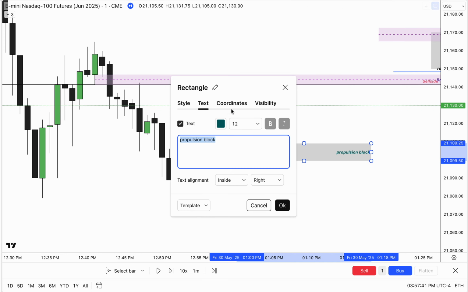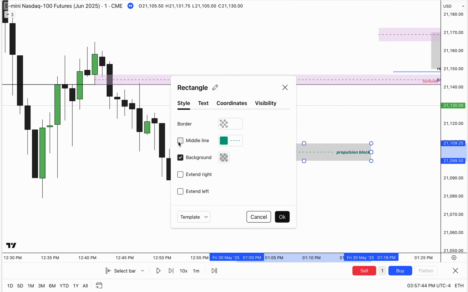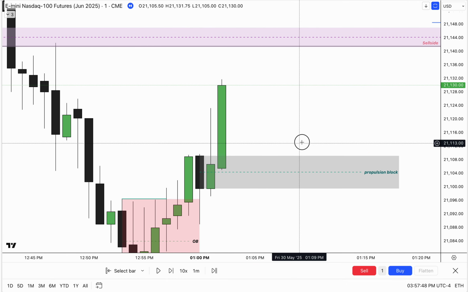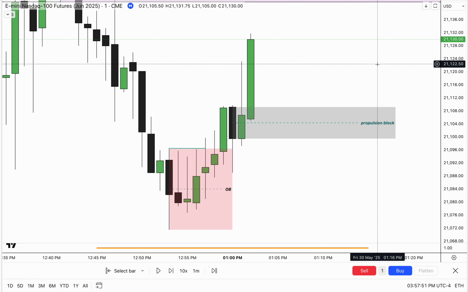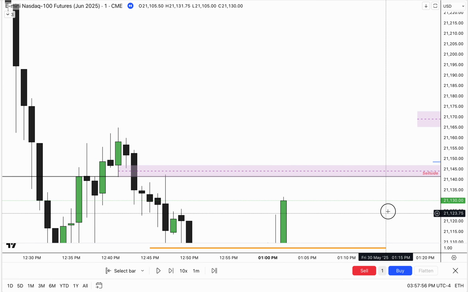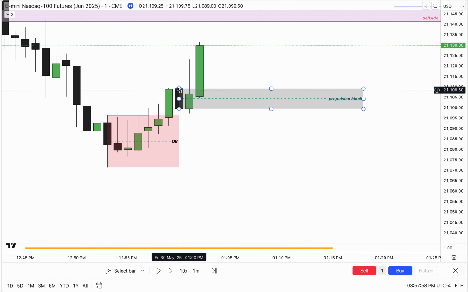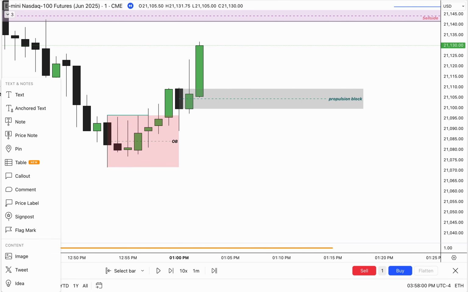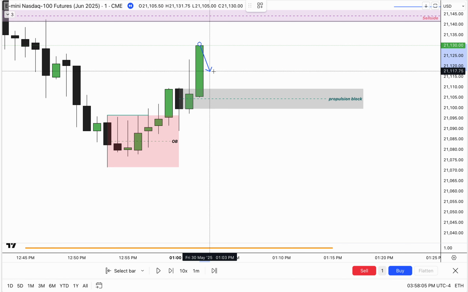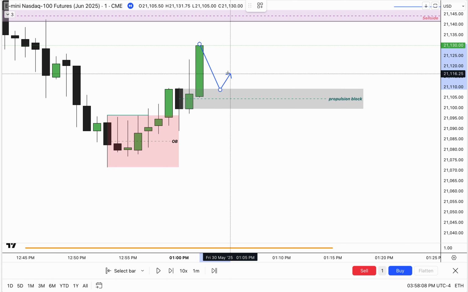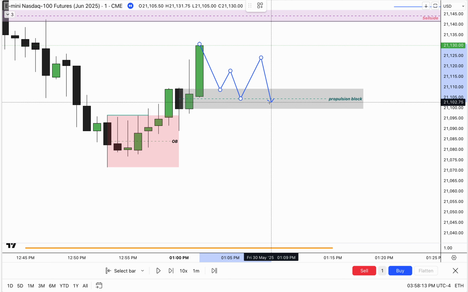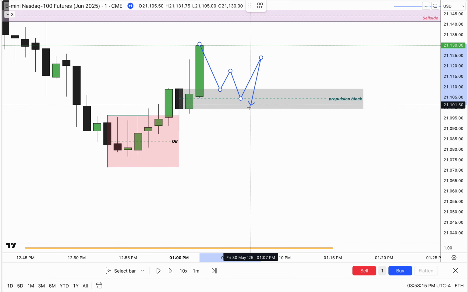And the way you can utilize a propulsion block is with the 50% of the body. Okay? So the cool thing about a propulsion block is that you can really minimize your stop loss because the reaction will be on the top of the propulsion block. So if price comes back down into this, we want to see a reaction there, no further than here. Like we don't want a body closure below 50% of this block. Okay?